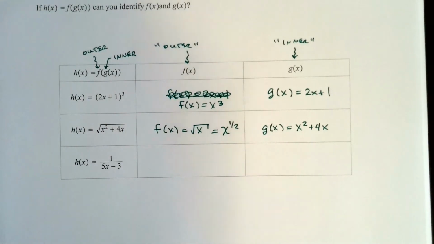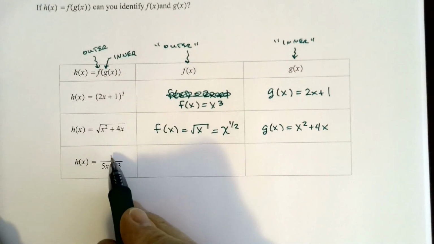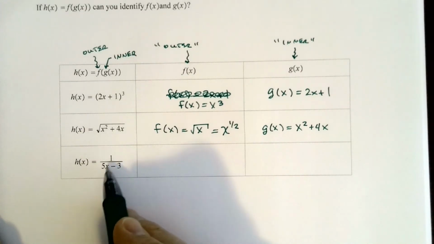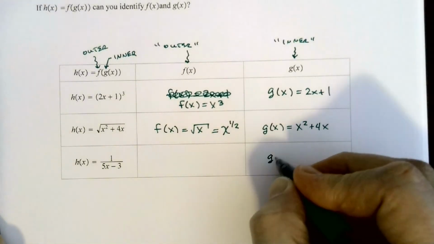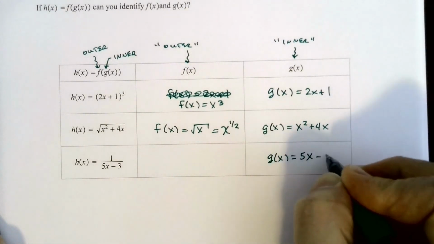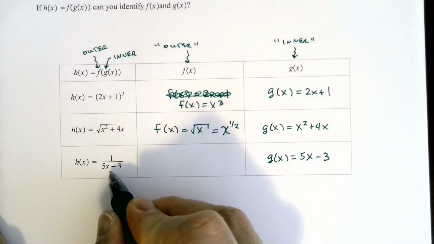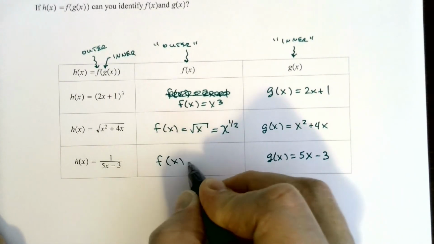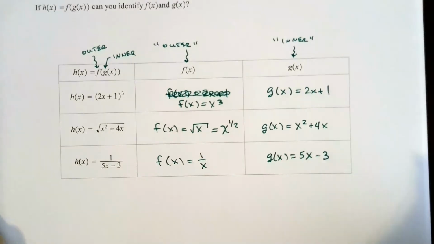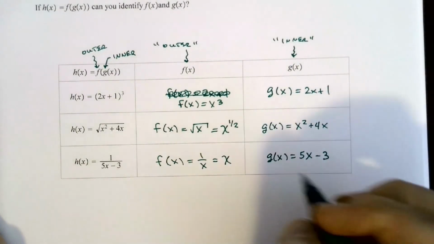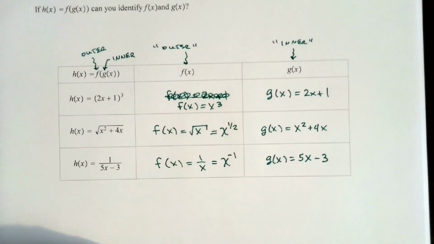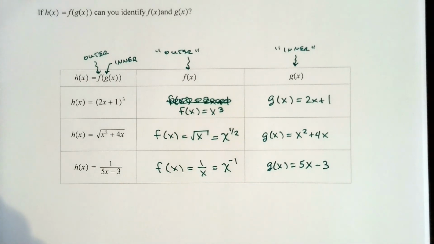Now, the last one's a little tricky. Anyone have any idea what you would do here first? Well, we've got a 1 up top. But I've got to figure out what I'm going to divide into 1, right? This is the denominator. So really the inner function, g of x, is going to be 5x minus 3. We divide that into 1, and so what's our outer function? It's just the function 1 over x. Or, that's x to what power? Do you remember? 1 over x is x to the negative 1 power. Same thing.